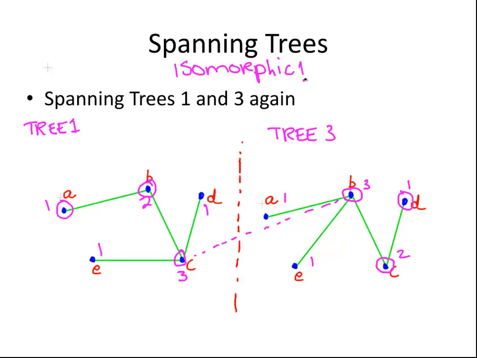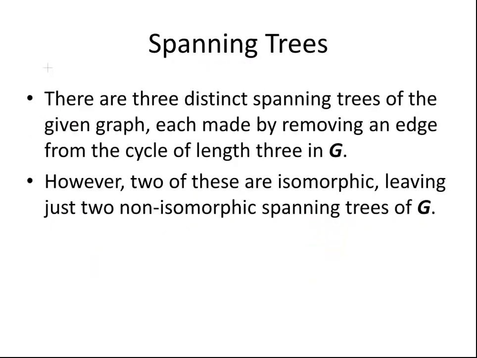Okay, and in that case, we've only got two non-isomorphic spanning trees of G. So there are three distinct spanning trees of the given graph, each made possible by removing an edge from the cycle of length 3 in G. However, two of these are isomorphic, leaving just two non-isomorphic spanning trees of G. And that is our presentation.